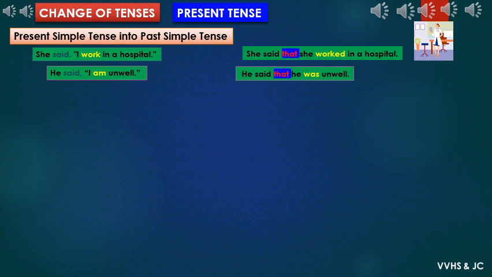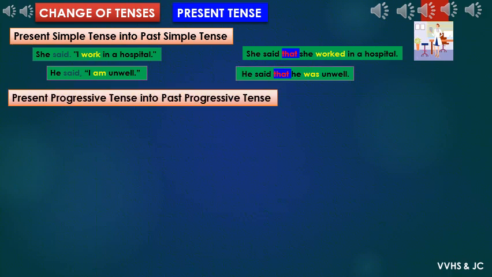Moving further, if the reported speech or the quote is in present progressive tense, it will change into past progressive tense in the indirect speech.